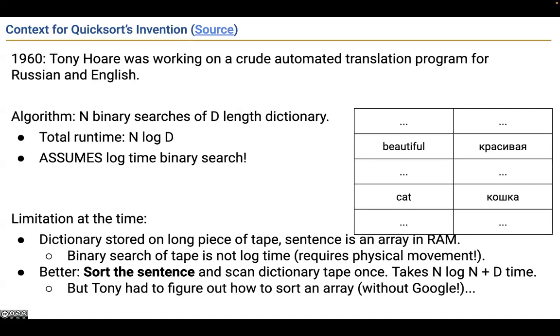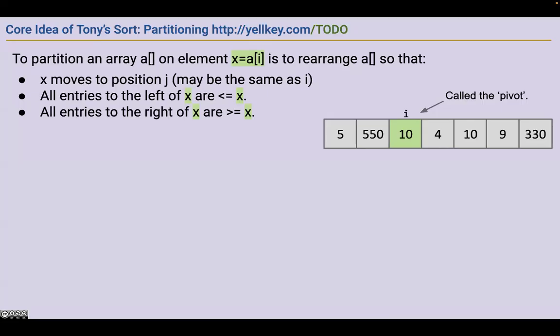And Tony and I, we're pretty similar. We have the vision to see something like quicksort. What he was doing was running some sort of machine translation program, and he needed to sort a list of words. But this was 1960. There was no Google. So Tony, just like me, whenever I'm stuck on a problem, because I'm the cool version, I just invent the sorting algorithm myself. So that's what we'll be doing today.